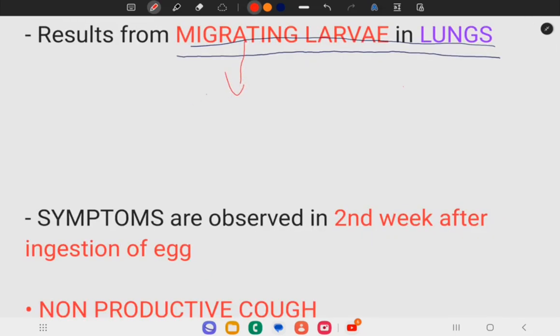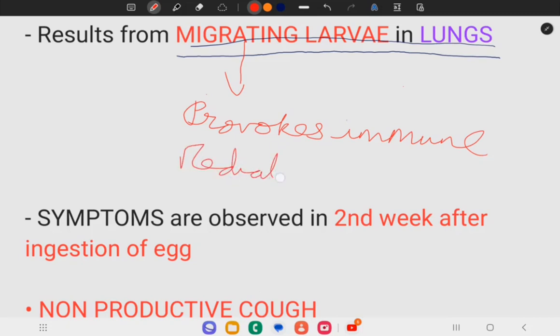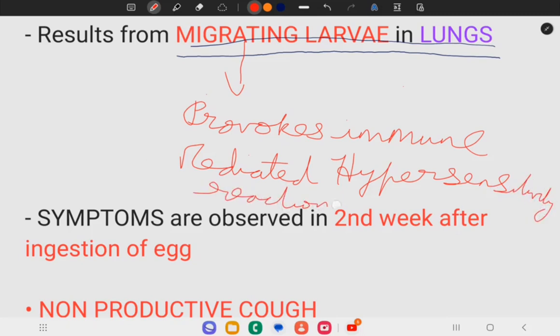Migrating larva in lungs provokes an immune mediated hypersensitivity reaction, which results in various clinical manifestations in the pulmonary phase, and symptoms of the pulmonary phase are observed in the second week after ingestion of egg.